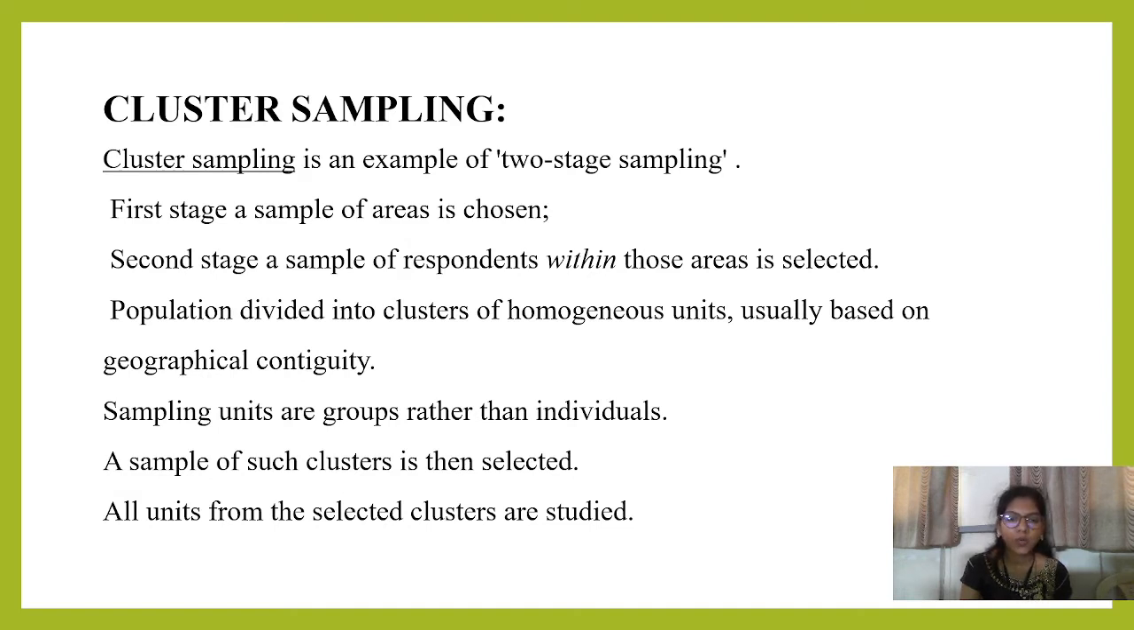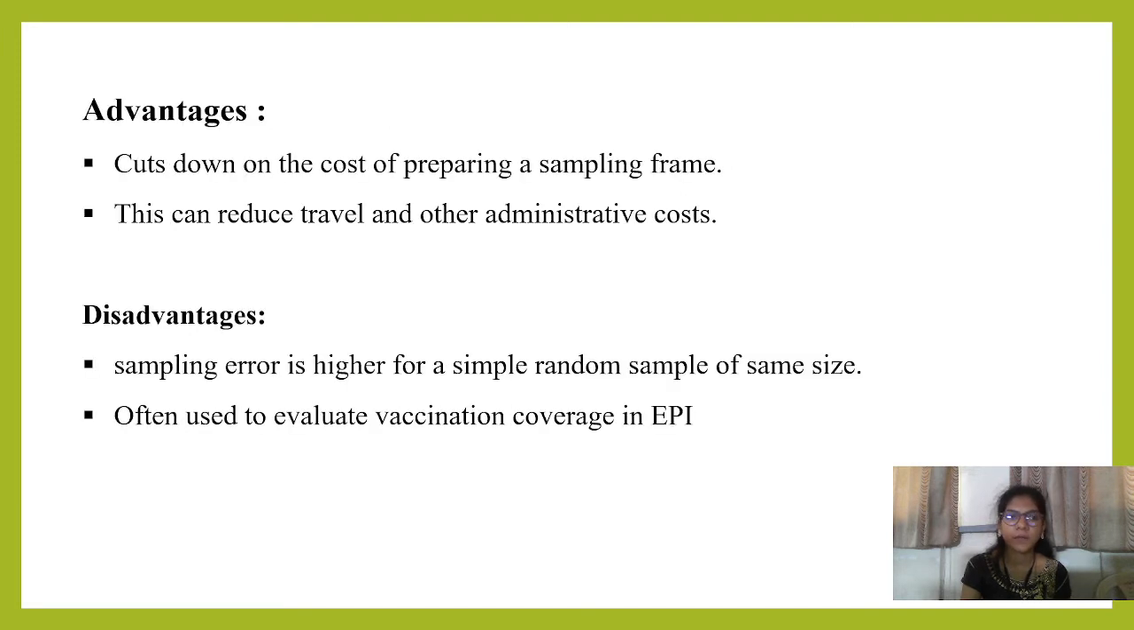The population is divided into clusters of homogeneous units, usually based on geographical continuity. Sampling units are grouped rather than individuals. A sample of such clusters is then selected. All units from the selected clusters are studied.